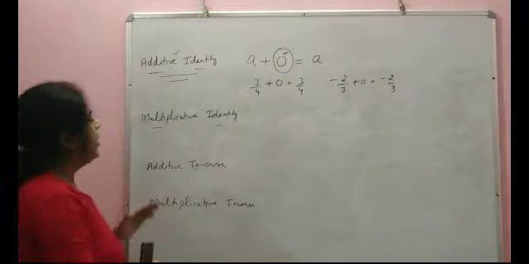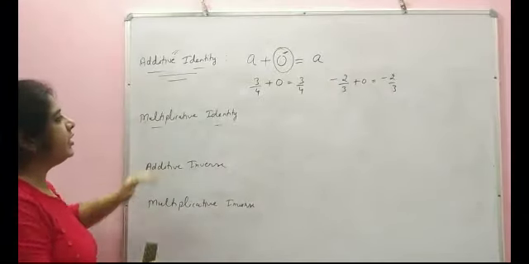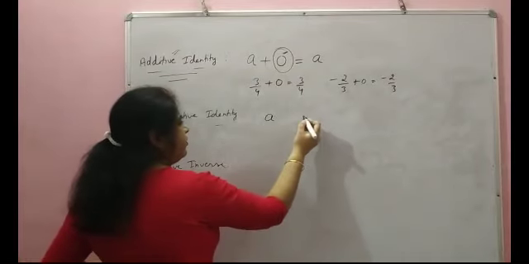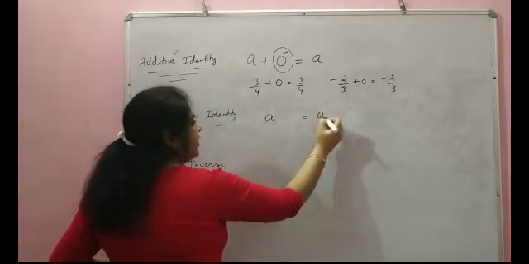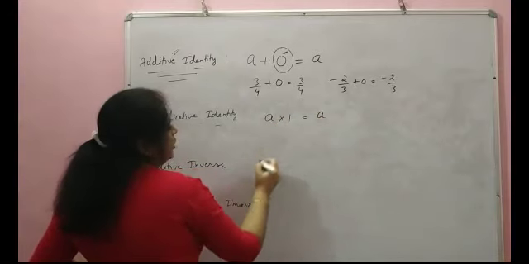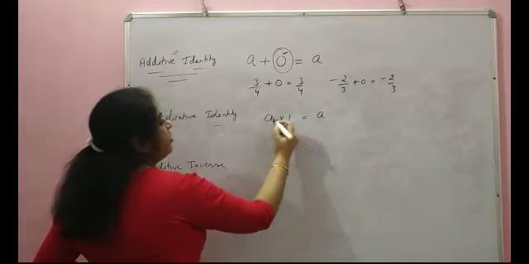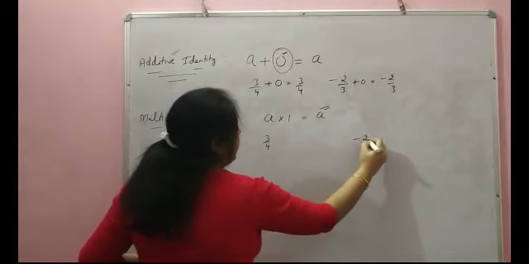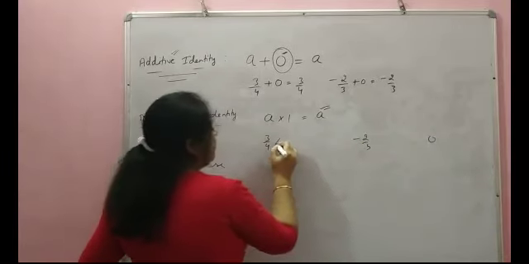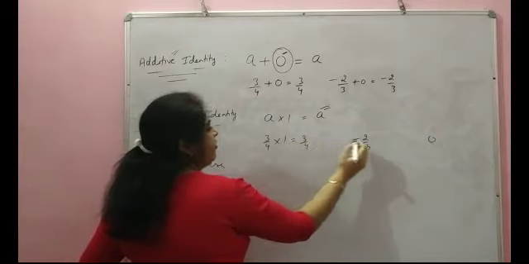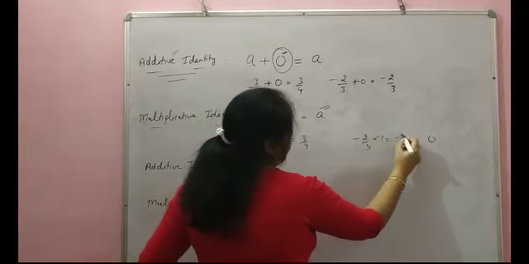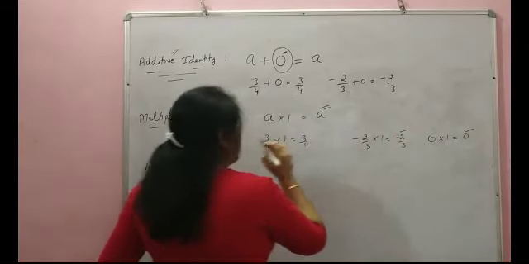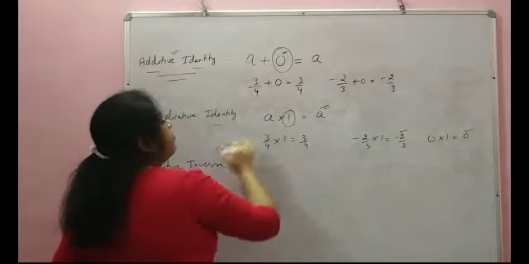Now what is the multiplicative identity? Just suppose A is a rational number. What should be multiplied to the rational number to get the same number? Obviously 1. So 1 multiplied to a rational number will give the same rational number, whether it is positive, negative or 0. When we multiply 1 to any rational number, the answer will always be the same. So what is your multiplicative identity? 1. What is your additive identity?